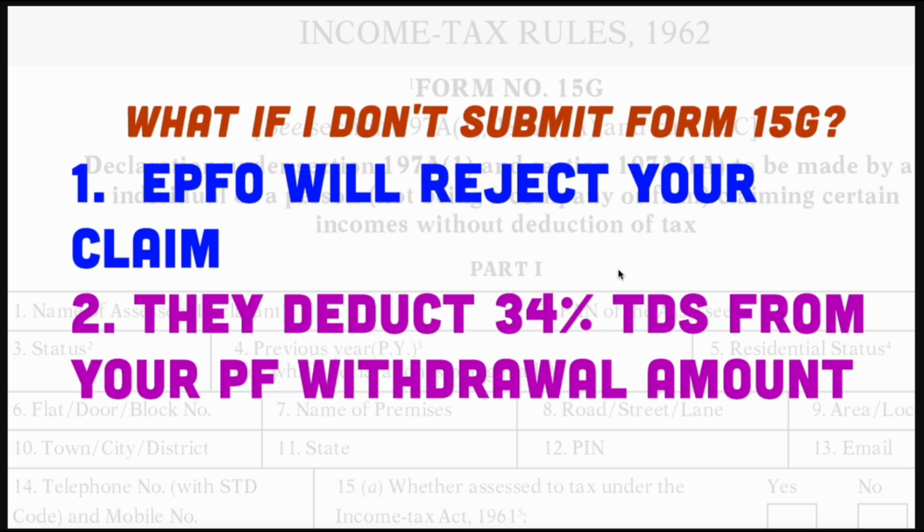What if you don't submit Form 15G? In most cases, EPF will reject your EPF claim and they will ask you to submit the Form 15G with a new EPF claim. In some cases, they will deduct 34% TDS from your EPF withdrawal amount. So in order to avoid TDS, it is better to submit Form 15G if you are eligible.